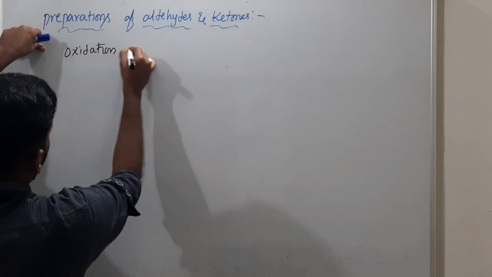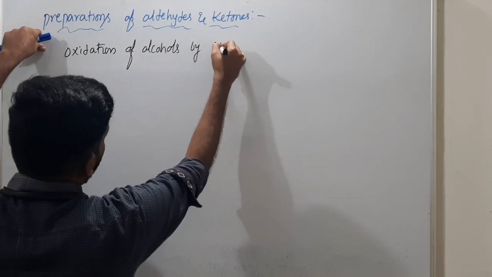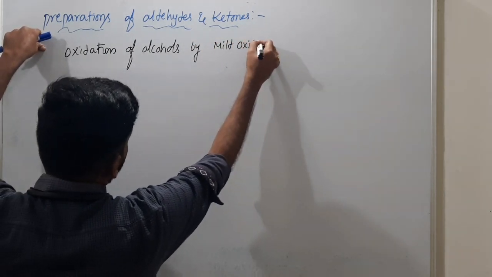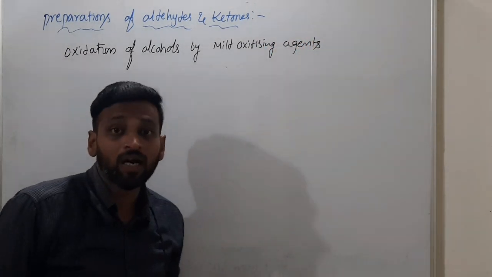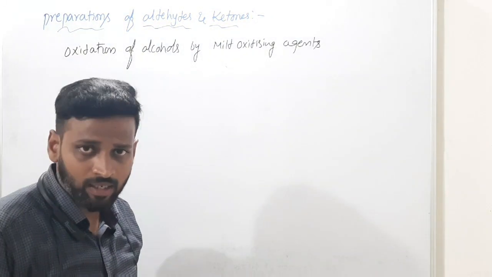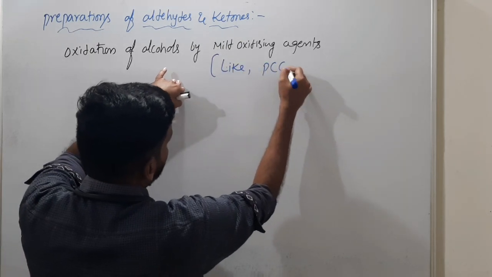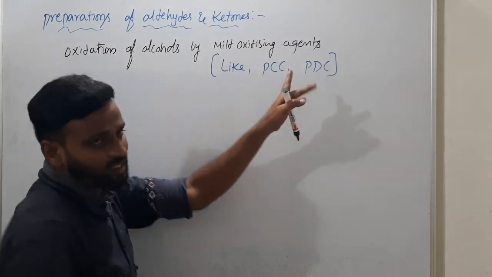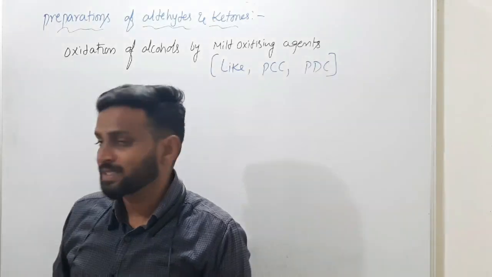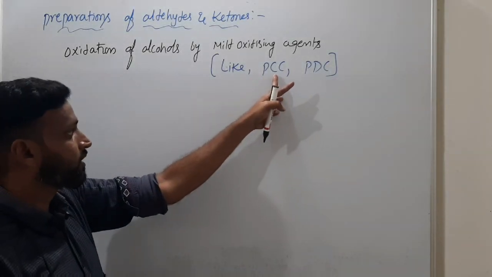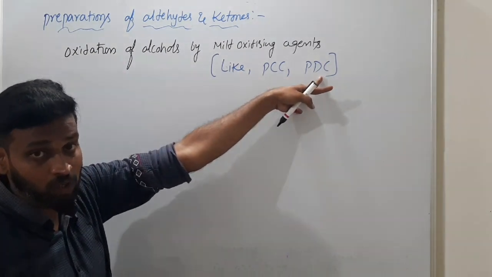Oxidation of alcohols by mild oxidizing agents gives what? Aldehydes or ketones. Correct? Mild oxidizing agents like what? Like PCC, PDC. I gave some examples of mild oxidizing agents as well as strong oxidizing agents previously. So PCC, pyridinium chlorochromate, and PDC, pyridinium dichromate, both examples you have in your book.